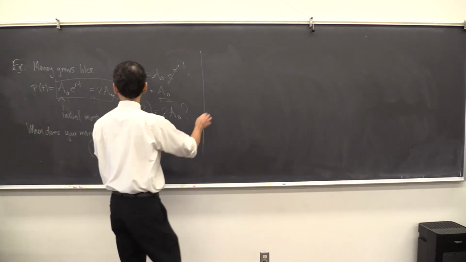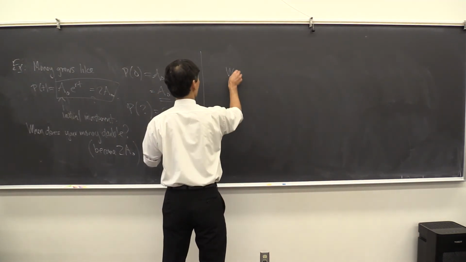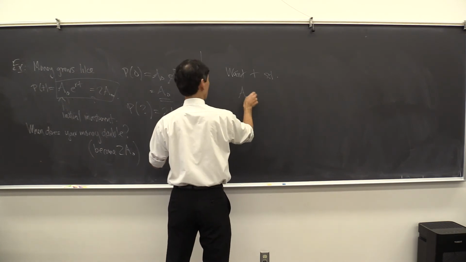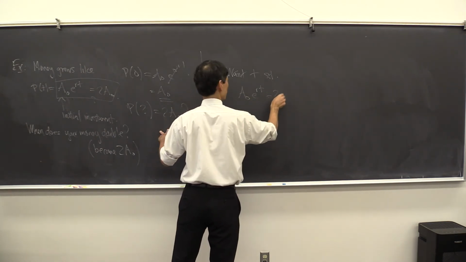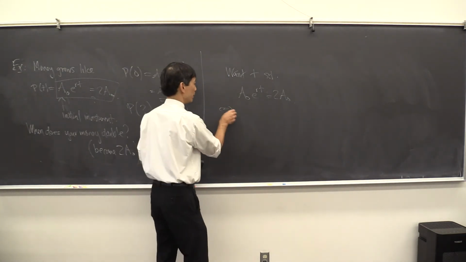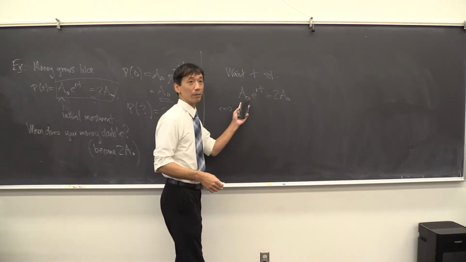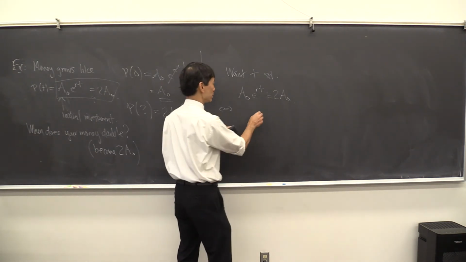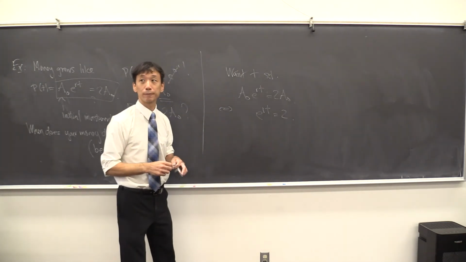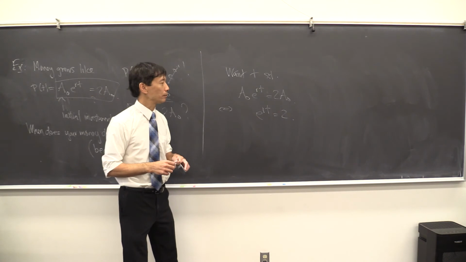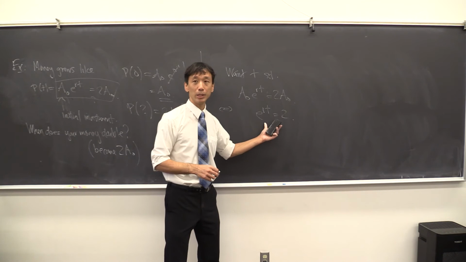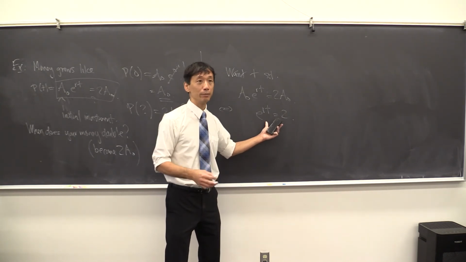No? So let's think. What do we want? We want t such that A naught e to the rt equals 2A naught. Let's make that a little simpler and just divide both sides by A naught. We can multiply by 1 over A naught on both sides. So we want t such that e to the rt equals 2. So we have this exponential equality, and what are we going to do with it?